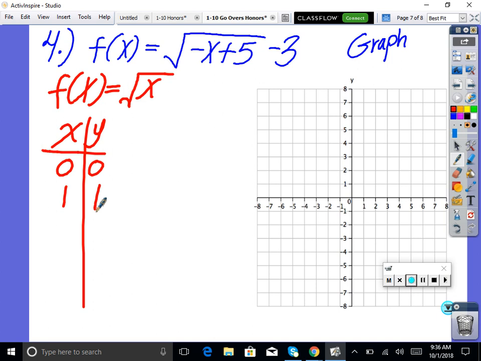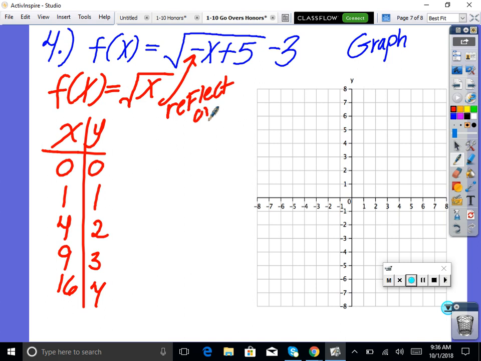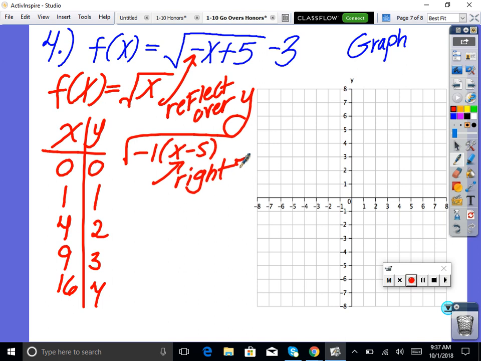Square root of 2 is a decimal, so I'm not going to put that one. Square root of 3 is a decimal. Square root of 4, that's fine. 5, 6, 7, 8, 9. Square root of 9 is a good one. 10, 11, 12, 13, 14, 15, 16, and 4. Great. There's some great points to use. Now perform the transformation very carefully. So finish that one off.